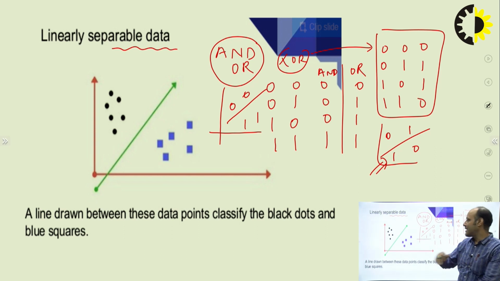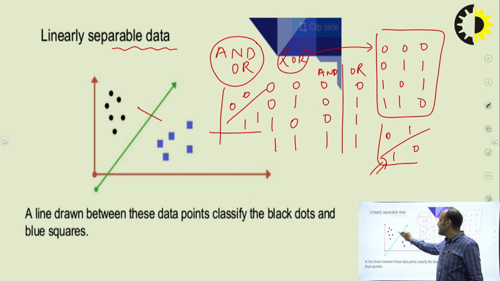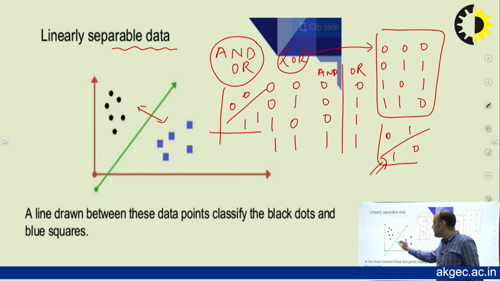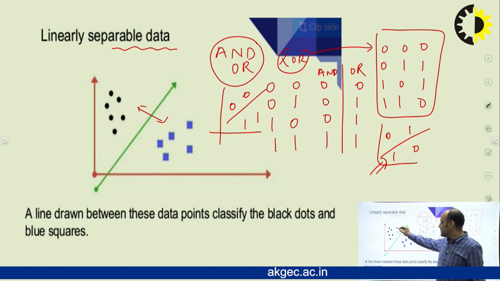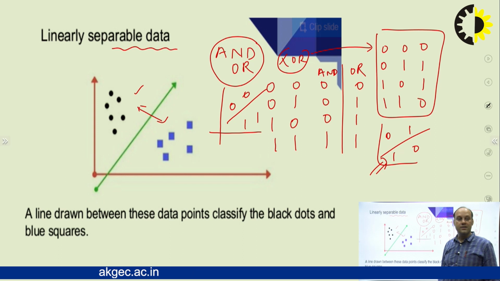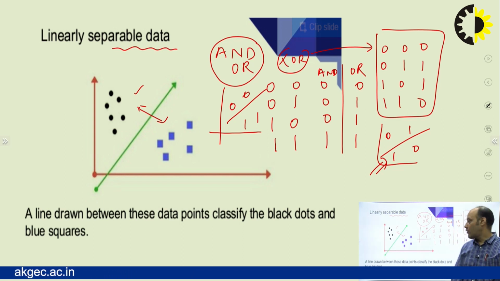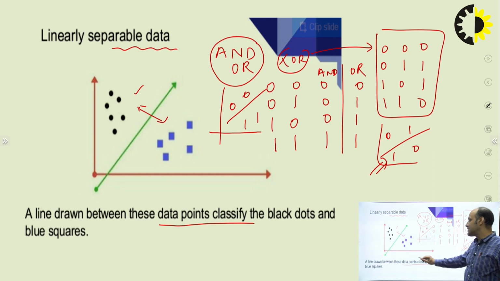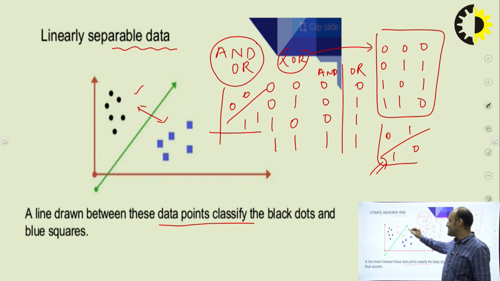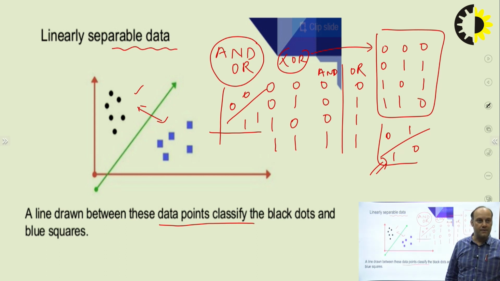Linear means the data can be linearly distributed. We have one hyperplane: above the line there are dark circles and below that line lie the squares. This line drawn between the data points classifies the black dots and blue squares easily. So I can say that this is linearly separable data.